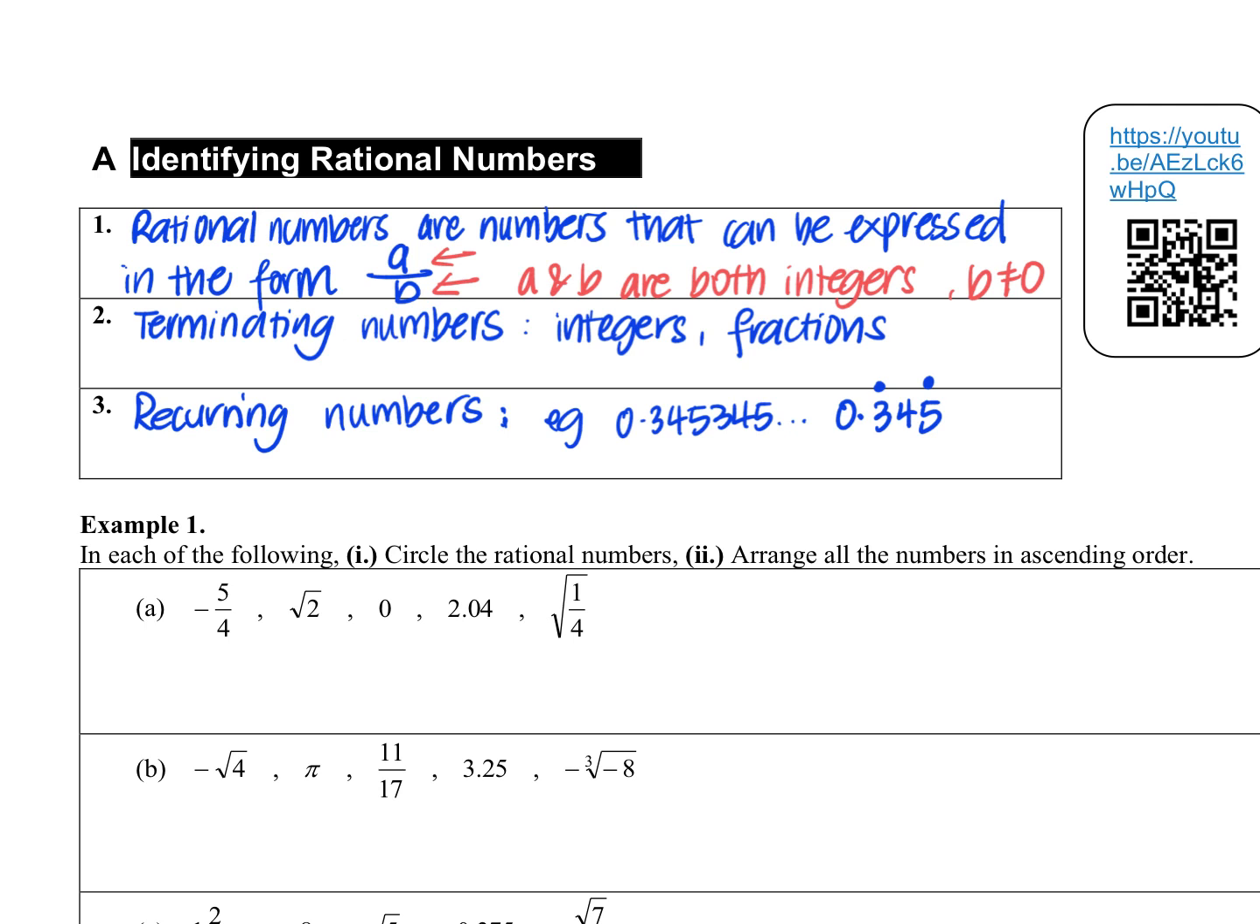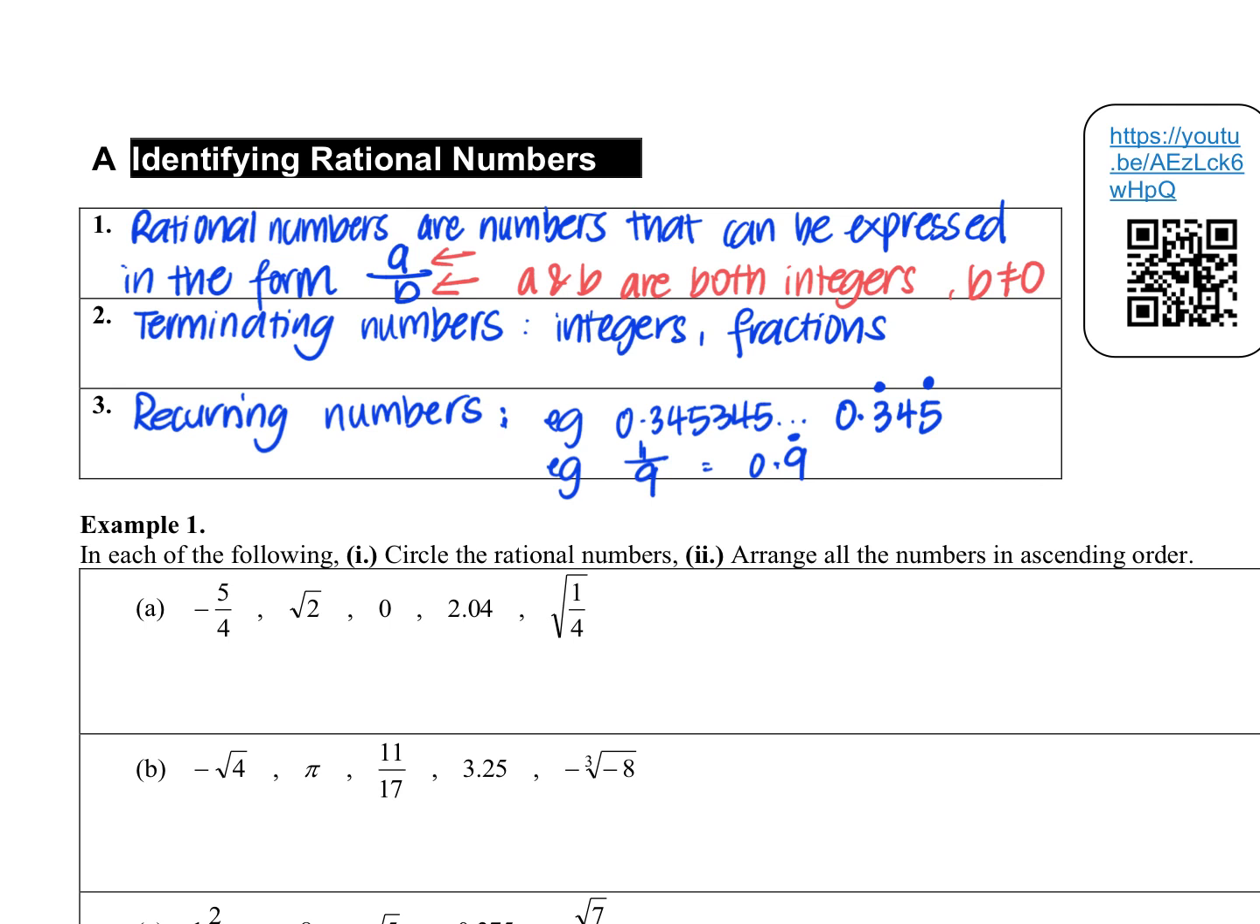Recurring numbers are rational numbers as well. Some fractions happen to be recurring numbers. For example, 1 over 9 gives you 0.9999, where 9 is the only number that's recurring. So in this case, the recurring decimal can be written as a fraction, and a fraction is definitely a rational number. So we have these two types of numbers that are rational numbers.